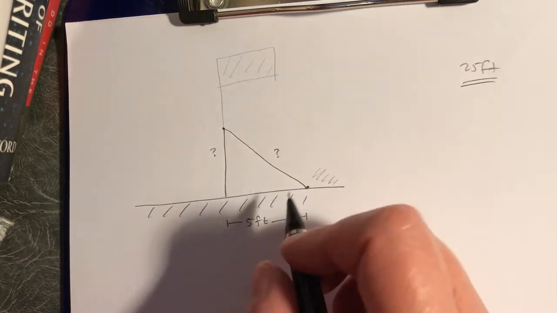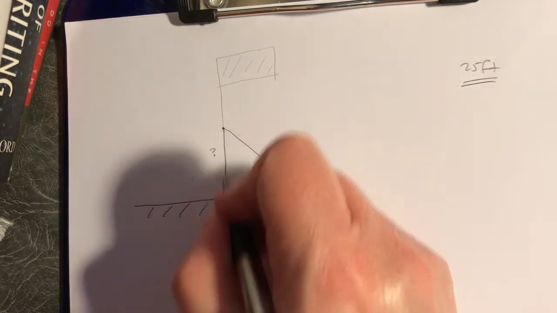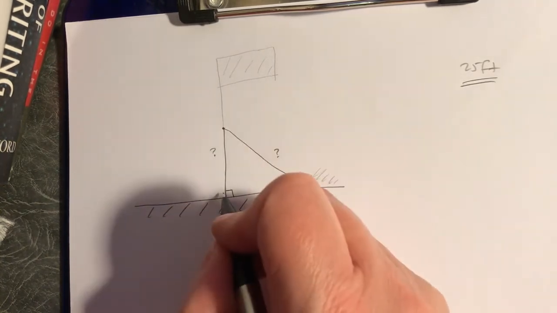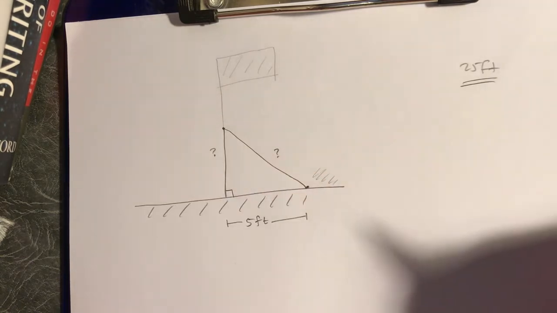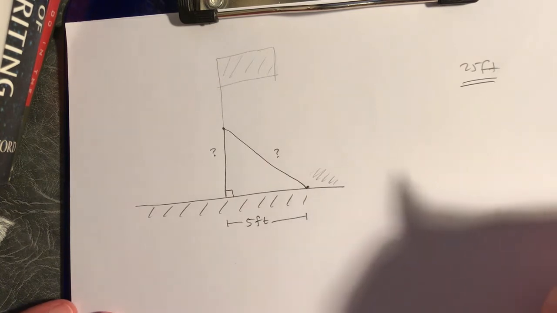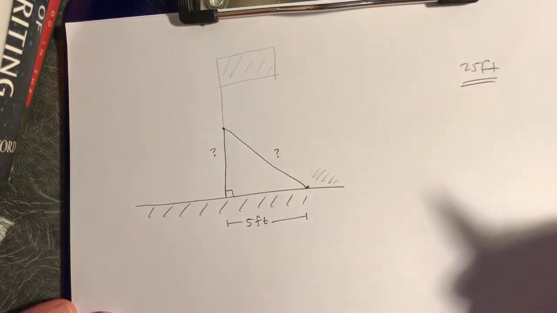So we have to make some assumptions. One assumption is that the ground is level, and the other assumption is that the flagpole was erected to be at right angles to the ground. If we don't make those assumptions, we can't do the question. These sorts of questions are excuses to make you practice Pythagoras and trigonometry.